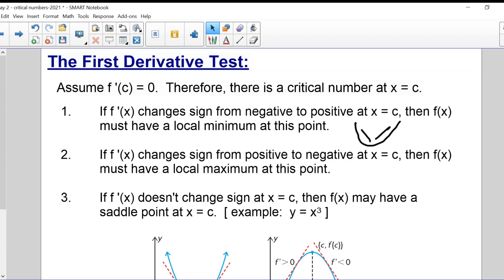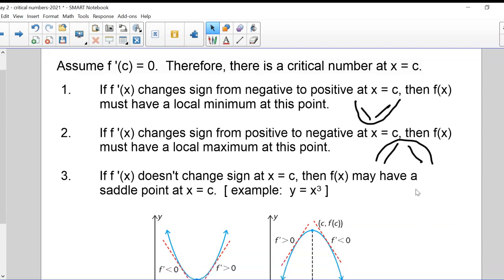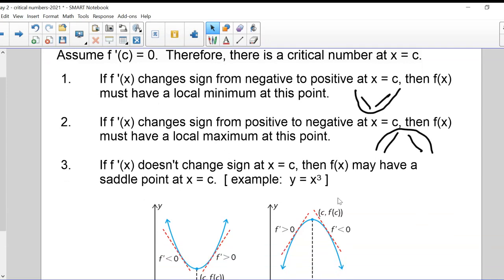If f prime of x changes from positive to negative at x equals c, then f of x must have a local maximum at that point. So you started off being positive, then you went negative. So it means that you probably have a local maximum there at that point. If it doesn't change at x equals c, then you may have what's called a saddle point.